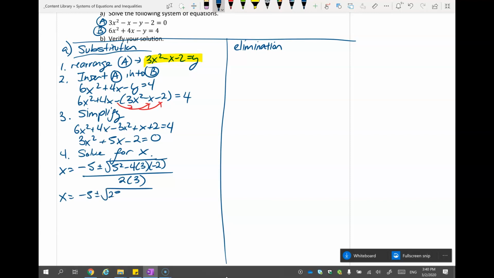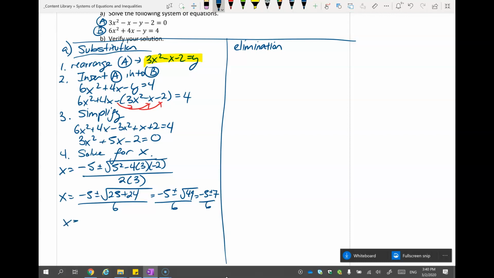25 is 5 squared. 4 times 3 times 2 is 24. Negative times negative is a positive. 2 times 3 is 6. 25 plus 24 is 49. And the root of 49 is 7.